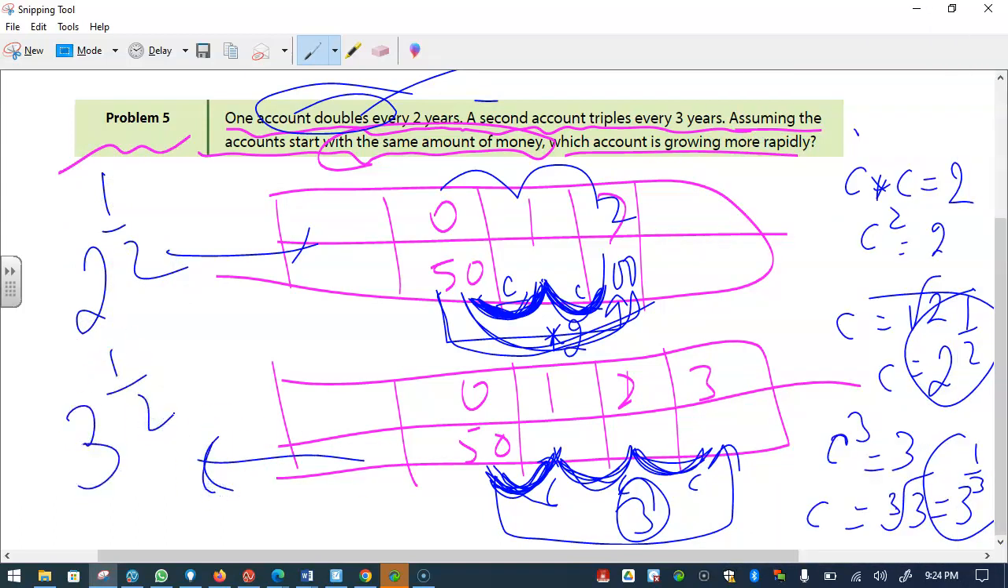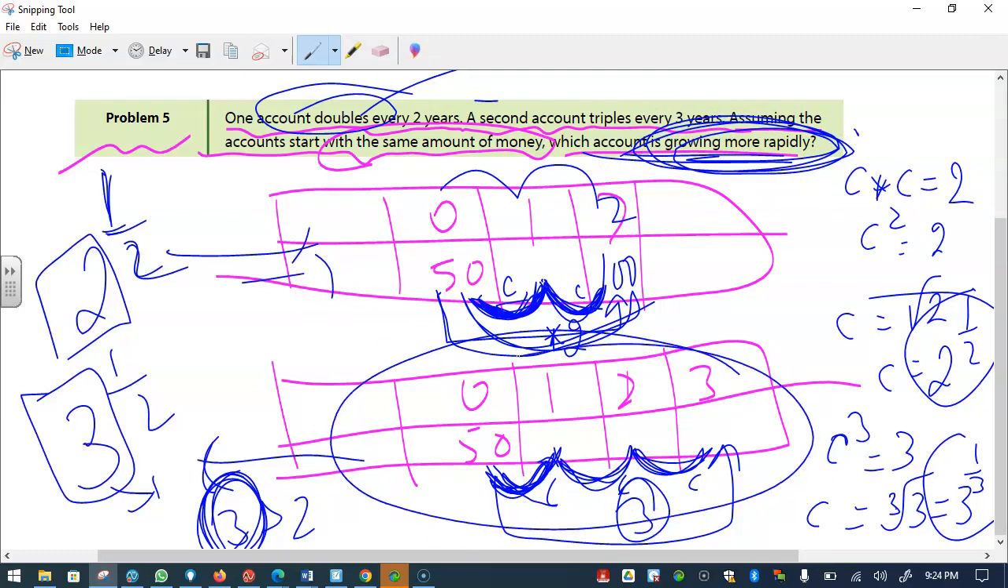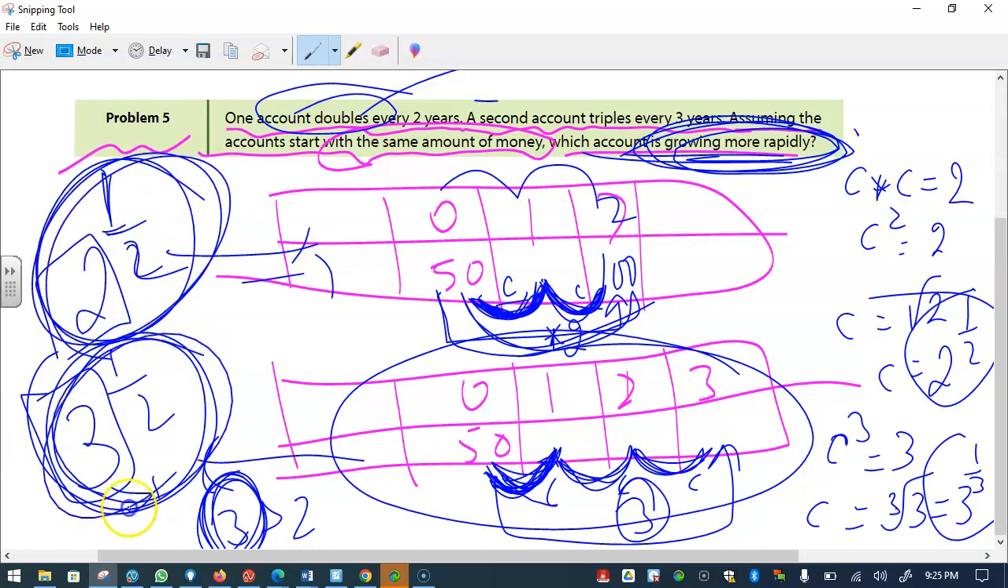And clearly see this, both have the same exponents, but the base here is 2. So the greater the base is, 3 is greater than 2. That means whatever the triples, it grows rapidly. So the question is, which account grows rapidly? So this account grows rapidly. Each year its growth factor is 3 raised to half, and this is 2 raised to half, and clearly this is higher than 2 raised to half. Let's go to the next.